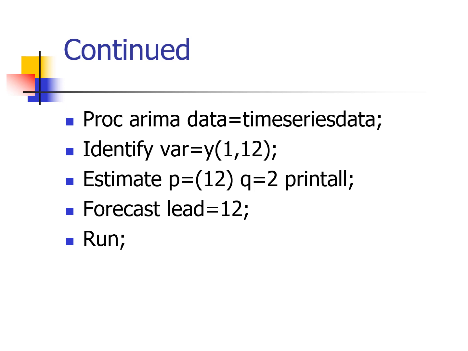So, right, Proc Arima, data equals, identify step, var equals y, (1, 12). So that's the first regular difference and the first seasonal difference. Estimate, p equals (12). That gives just the seasonal component. And q equals 2 will give us the moving average components 1 and 2. And then I can forecast, right, 12 months into the future.